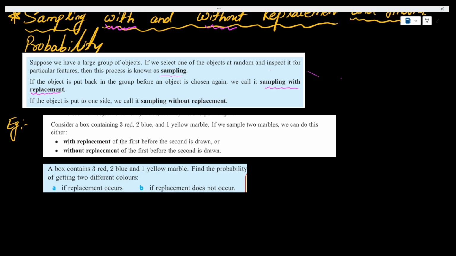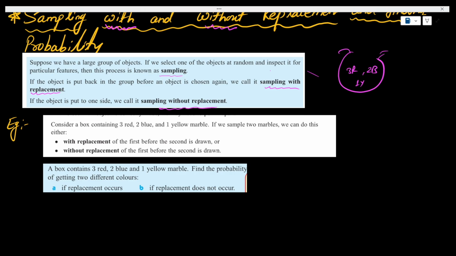Like if I'm having a bag full of balls, like in the next example also, three red balls, two blue balls and one yellow ball. If I have to pick two balls, what can be the case here? I'm picking any one ball out of these six balls and I'm putting it back. That means it will be sampling with replacement. But if I'm taking the first ball, and then without replacing it, I'm picking the second ball, then it is going to be sampling without replacement.